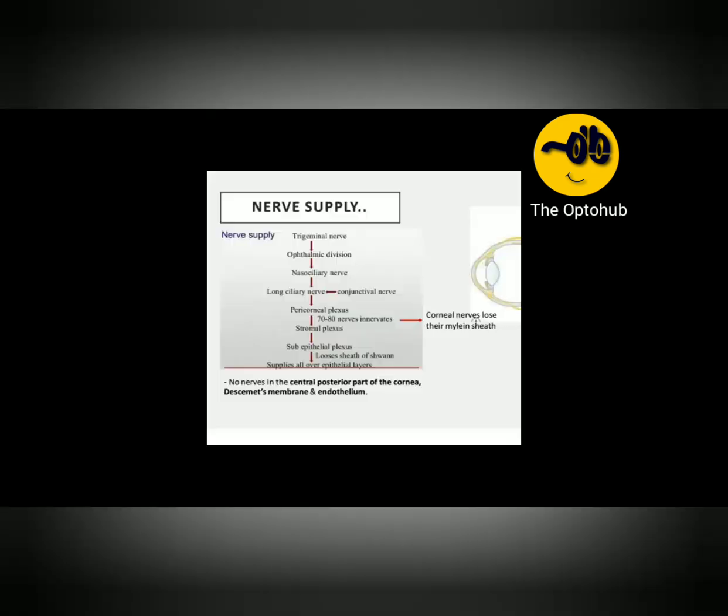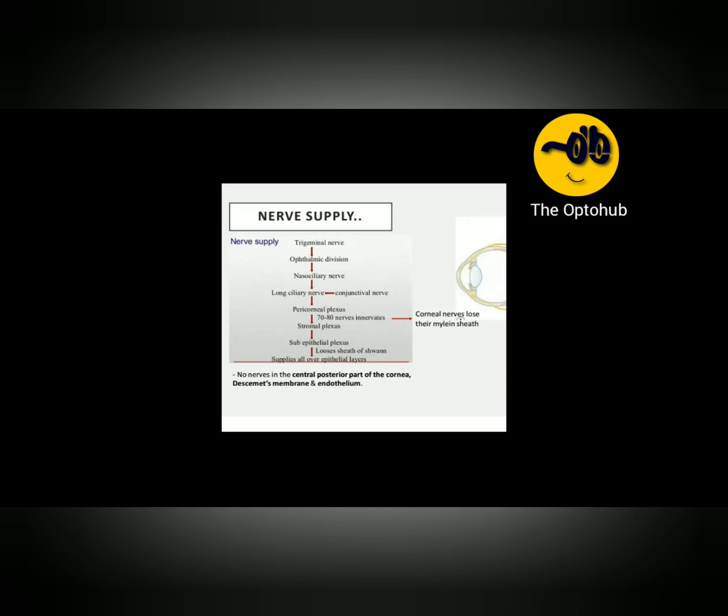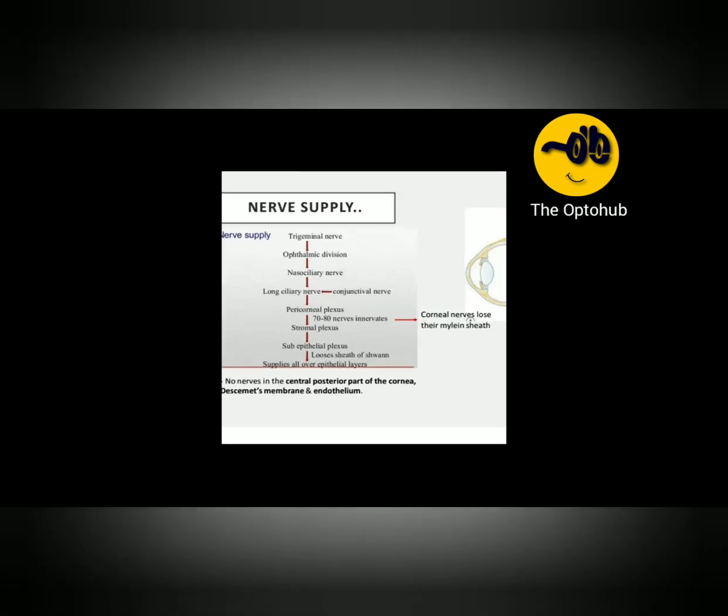About the nerve supply, I said that the cornea is supplied by the long ciliary nerves, which come from the ciliary body of our eye, and they are divisions of the nasociliary nerve, which itself is a division of the ophthalmic division of the trigeminal nerve. When the long ciliary nerves combine with the conjunctival nerves, they innervate the whole of the cornea, forming the pericorneal plexus. That means a group of nerves, sort of.